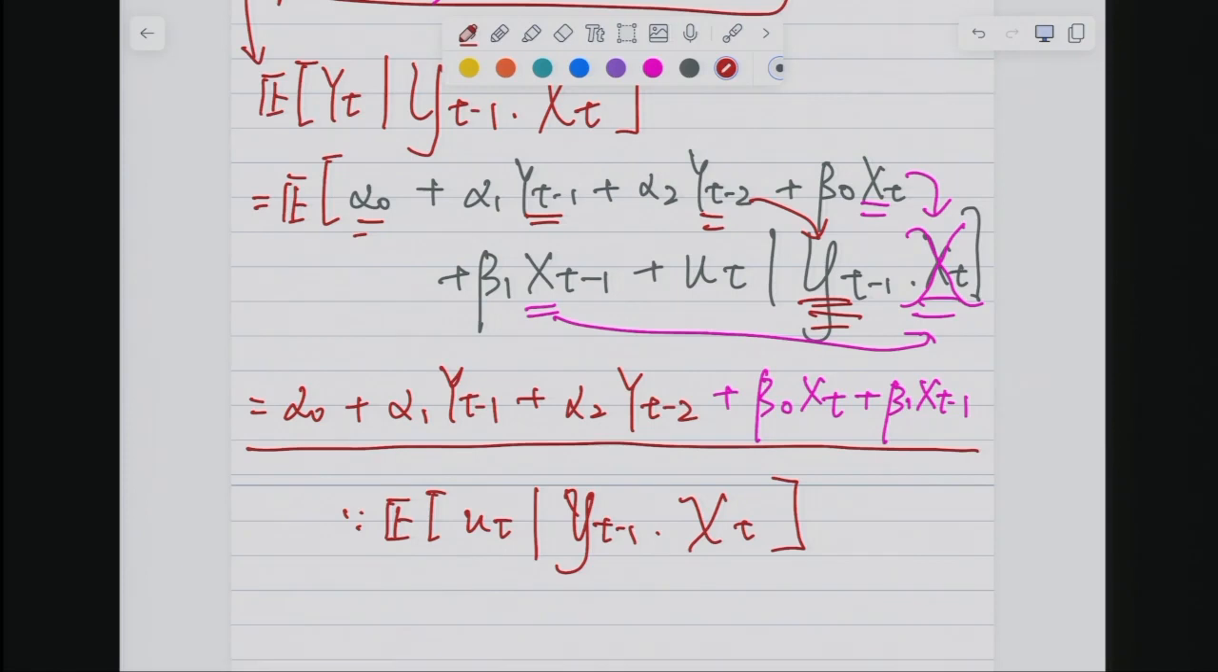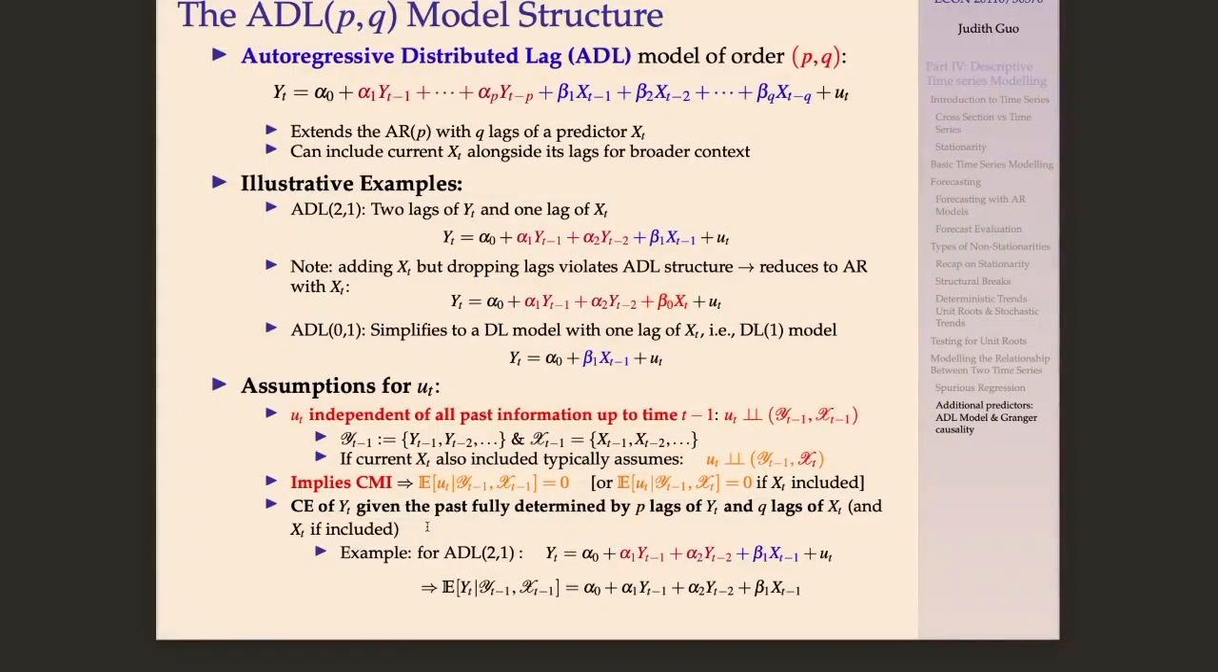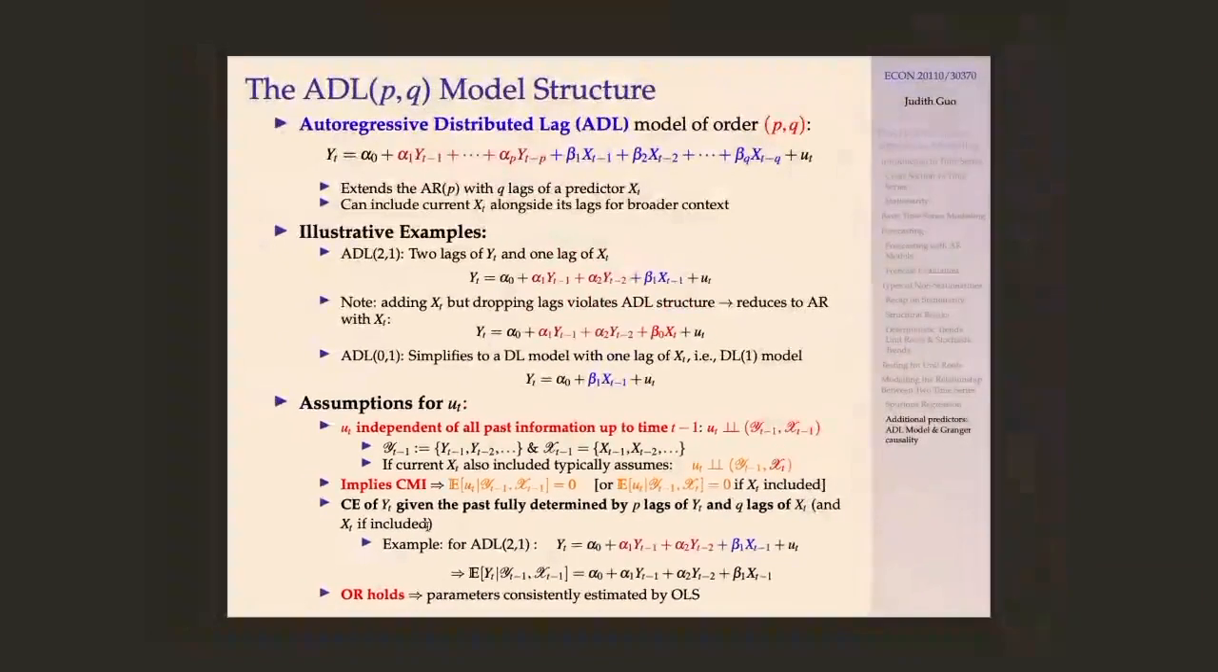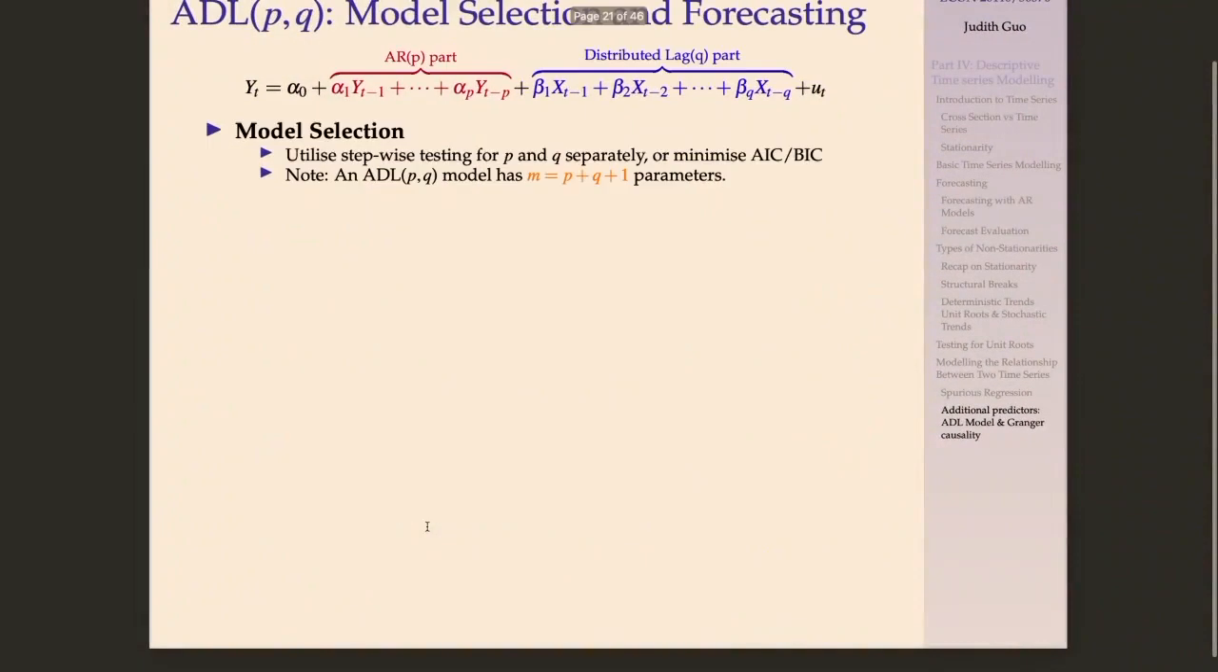Now, given independence, that implies conditional mean independence, that will in turn imply orthogonality. So that means the parameters of the ADL model can be consistently estimated using OLS. Okay, so this is the model structure and the assumptions.